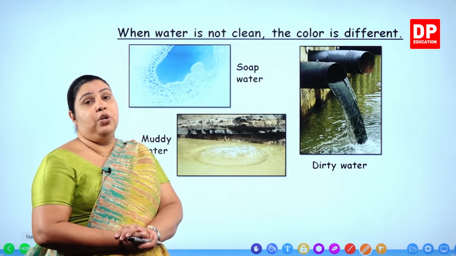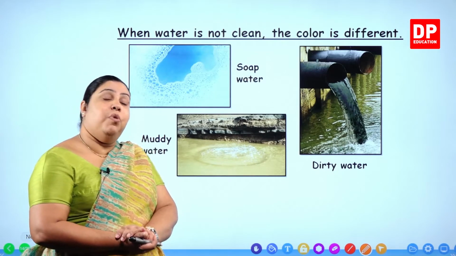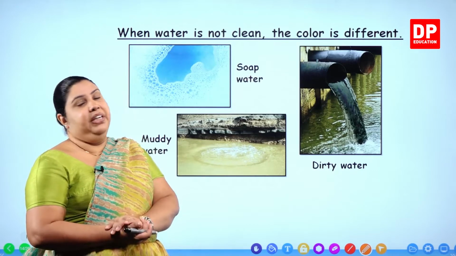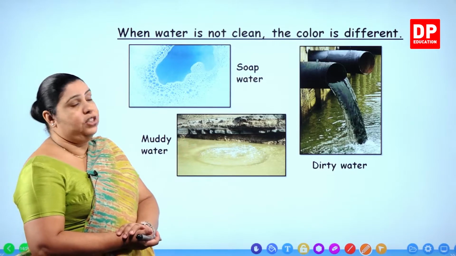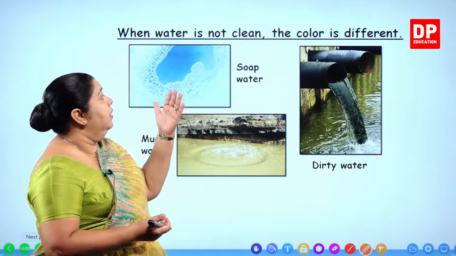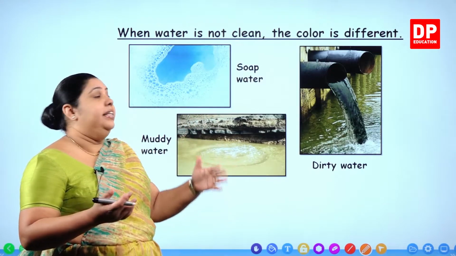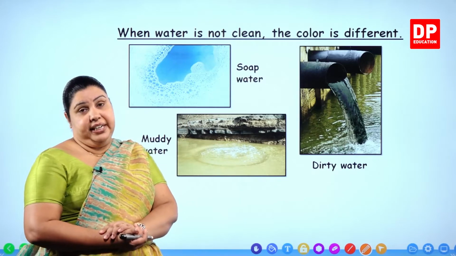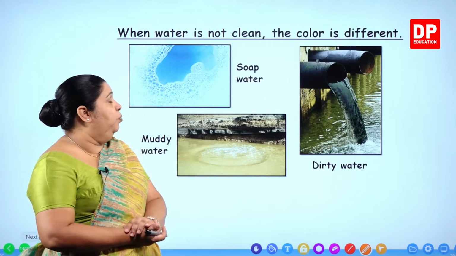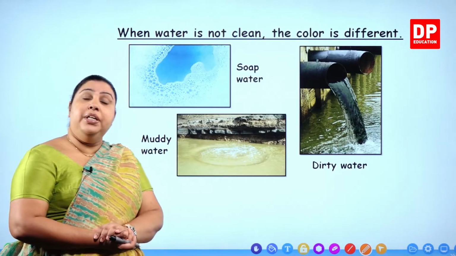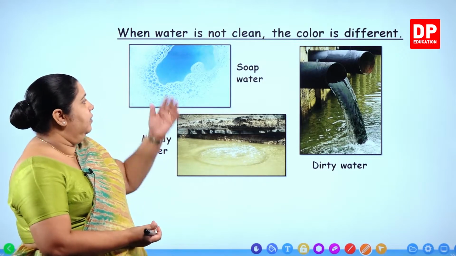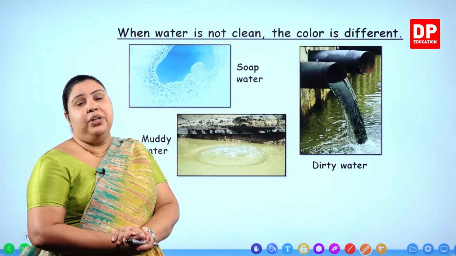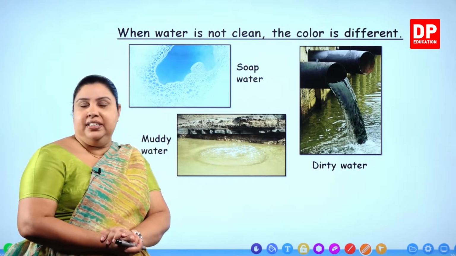Chemicals have been mixed up with this water. So unless the water is boiled and clean, we cannot use this water. So this water is not good for us to drink, and because the water is not clean, their color has been changed, right? So now I hope you can understand. Now actually you can do a little practical at home. Mix some soap into clean water and see how the color changes.